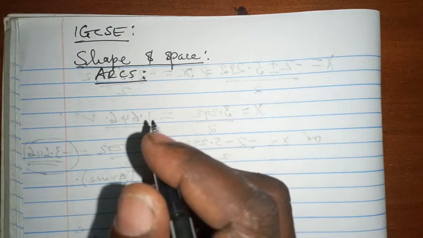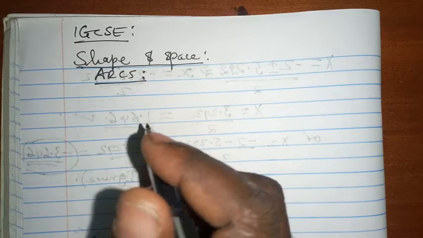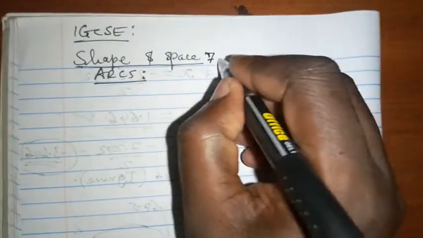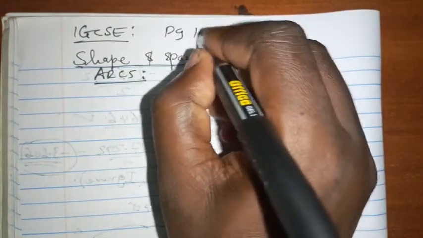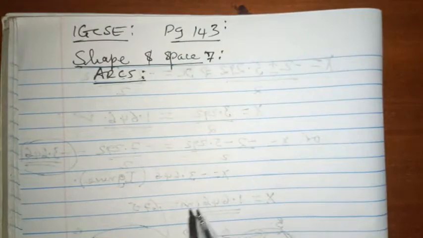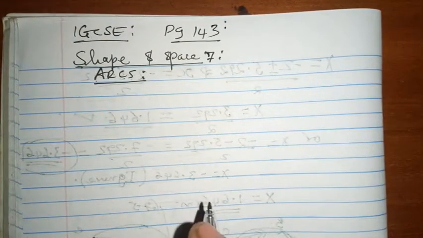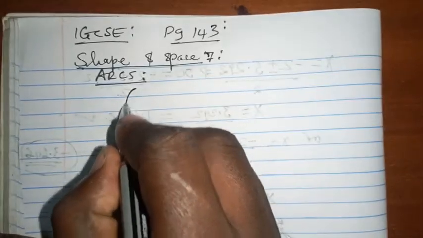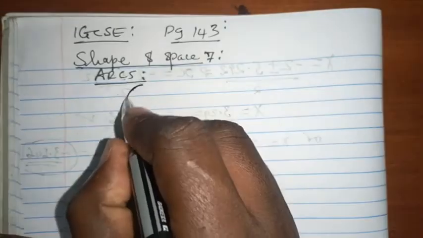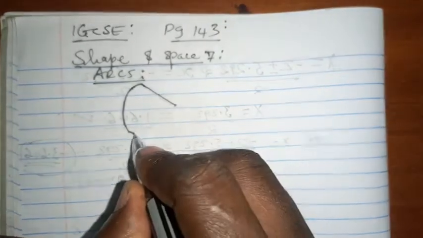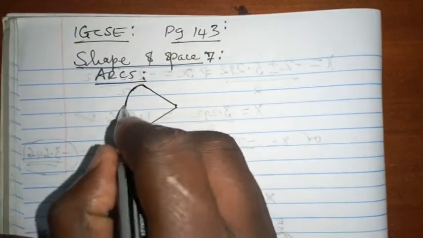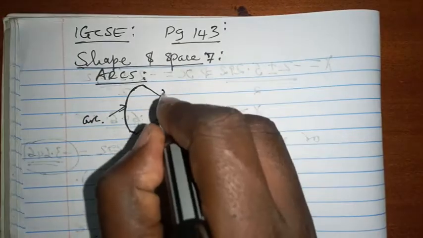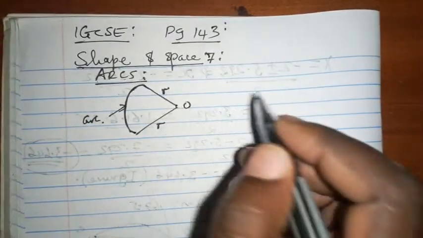In this video I want to introduce to you what we call the arc and the arcs. We're still in Shape and Space 7, IGCSE, page 143. An arc is a part of the circumference of a circle. If I was to explain what an arc is, that is part of a circle. This is now the arc, and it's a fraction of the circle. That is the radius, that is the center O of the circle.